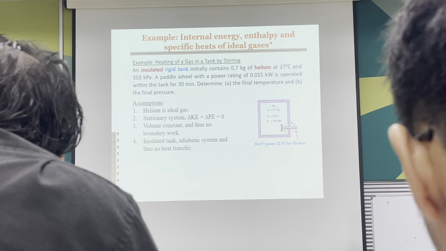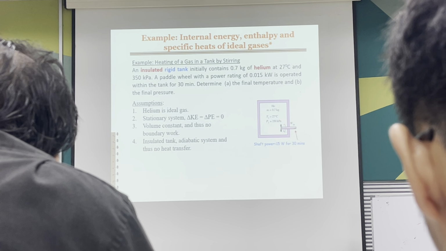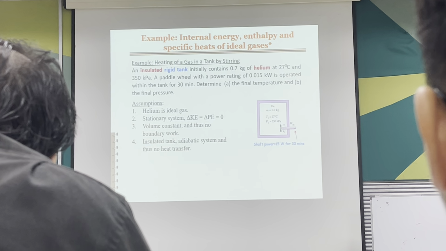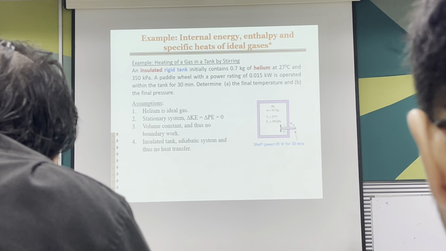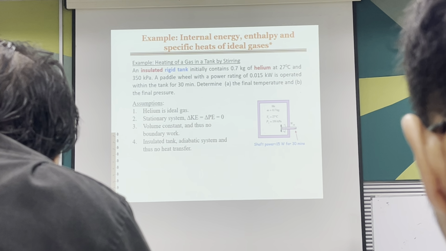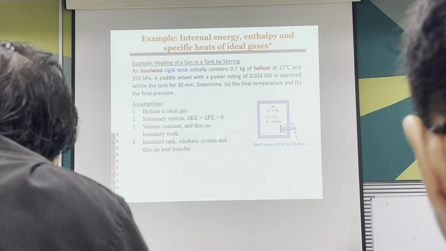An insulated rigid tank initially contains 0.7 kg of helium, so we're dealing with helium here, at 27 degrees Celsius and 350 kilopascal. A paddle wheel with a power rating of 0.015 kilowatts is operated within the tank for 30 minutes. Determine the final temperature and final pressure.